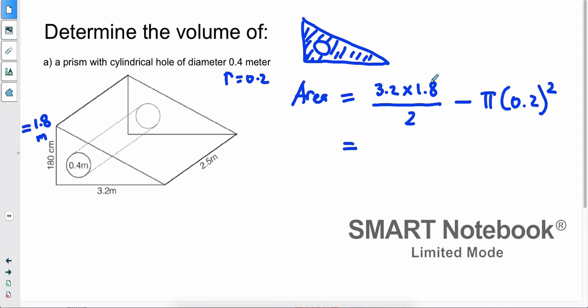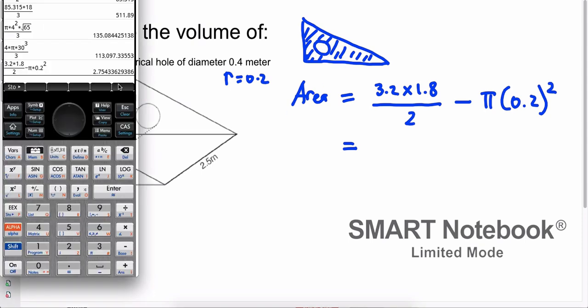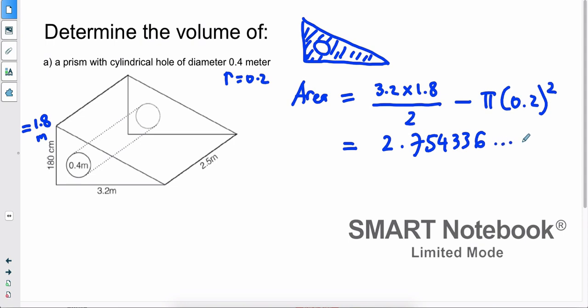Now to find the area of this cross section, we will have to find the area of the triangle. Base 3.2 times height 1.8 divided by 2 and then subtracted by the circle pi r squared, so pi times 0.2 squared. And putting that in the calculator in one go, we have 2.754336 and so on and so on.